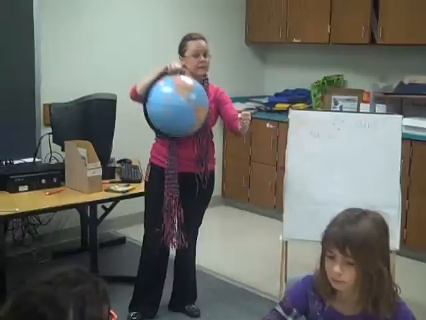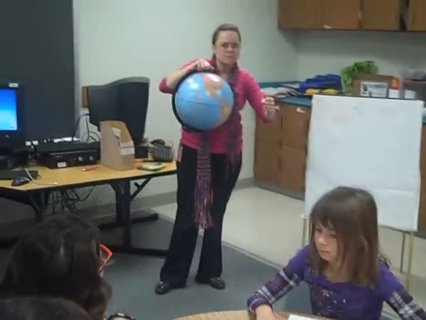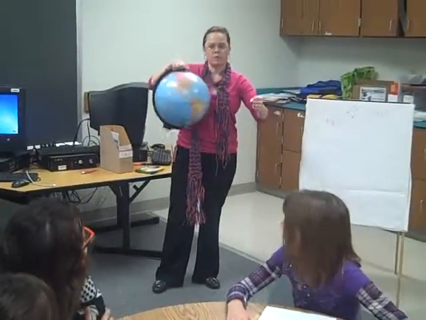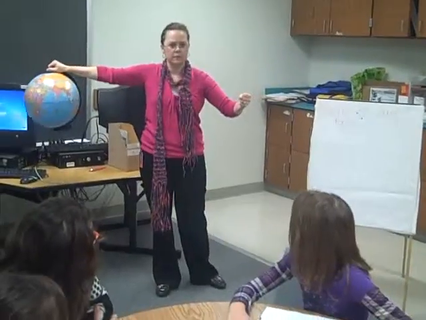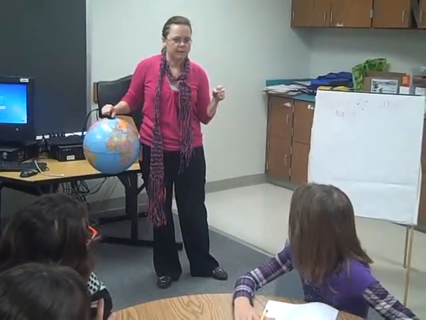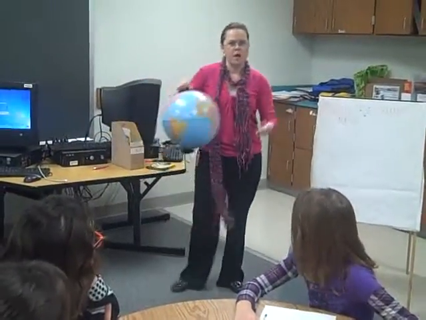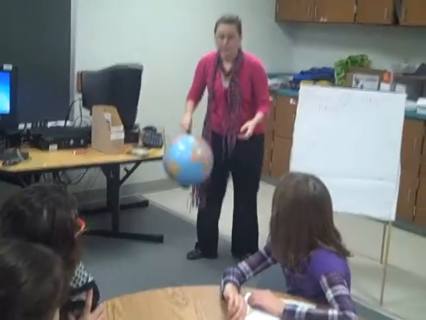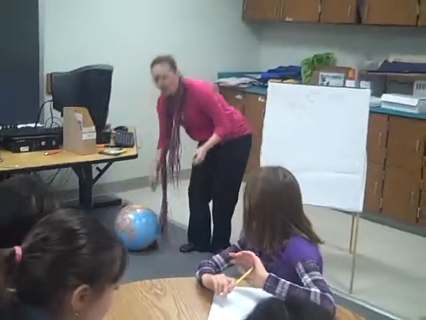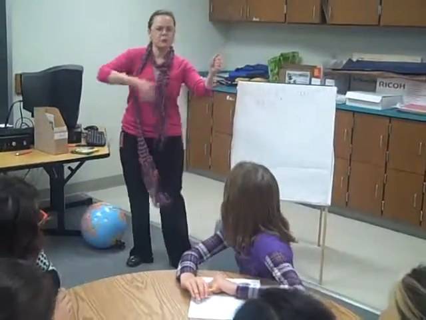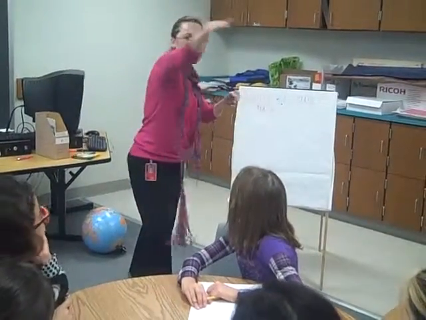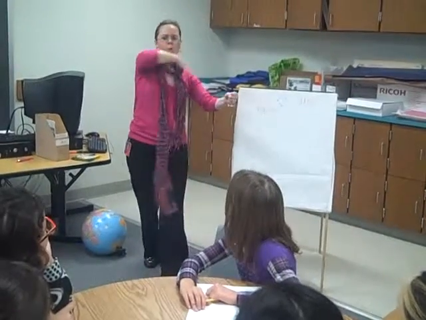If we're close to the sun, what season are we in? Summer. If we're really far away from the sun, winter. Do we have a good winter in Texas? No. I wish we did. So revolve and revolution means to go around an object in an orbit.